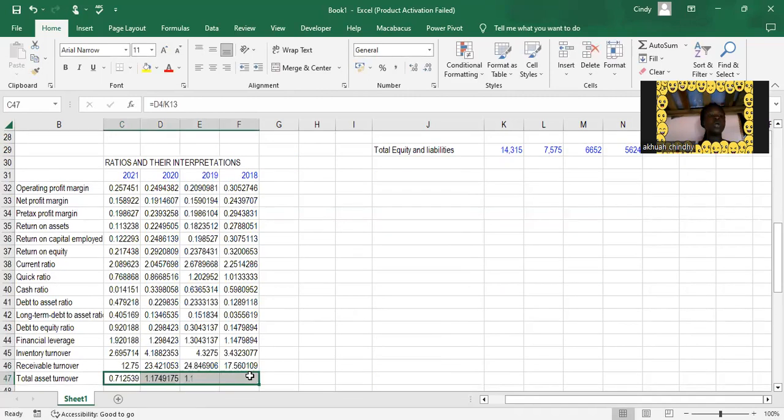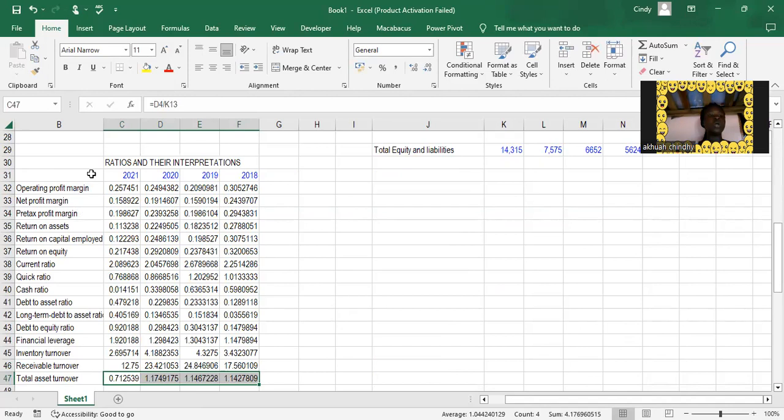Then we'll be done with the calculations of the various ratios. So now you come to interpret them. That's why Excel is very efficient. Otherwise I would have done it one by one manually, and by the time I finished, I would have gotten tired. But it's all good. So with the operating profit margin, as I said earlier, you pick the operating profit divided by sales.